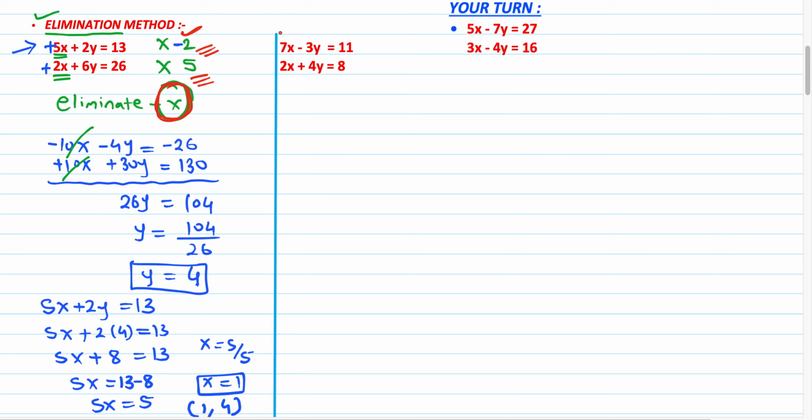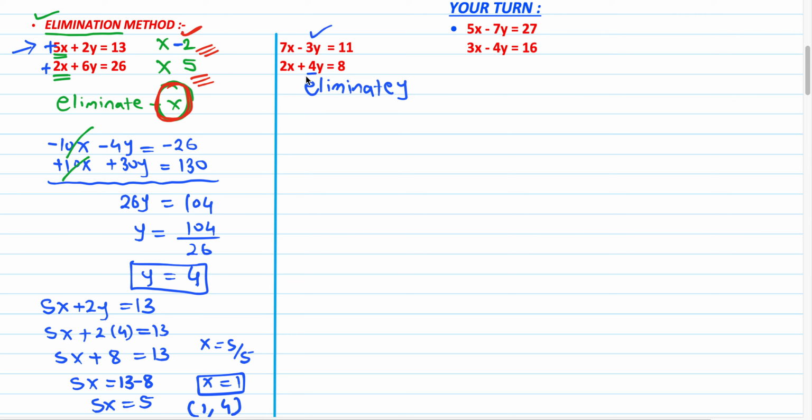Okay, so let me take another example of this elimination method. See here, this is equation 1 and this is equation 2. So what I want to do, let me try to eliminate y this time. So I want to eliminate y.